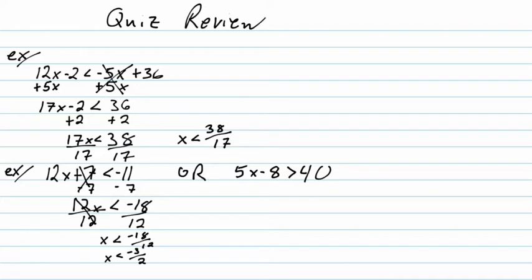Next one over here, we'll add 8. Now give me 48. Again, I noticed a lot of fractions and whatnot on this quiz. Don't let it intimidate you. 48 over 5 can't be simplified. So you're just left with x is greater than 48 over 5.